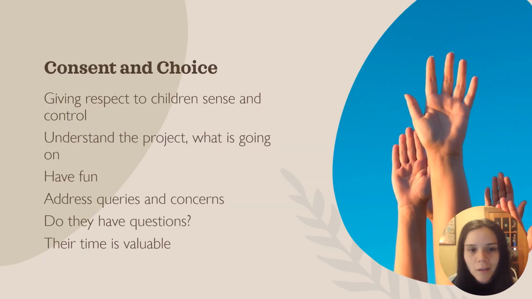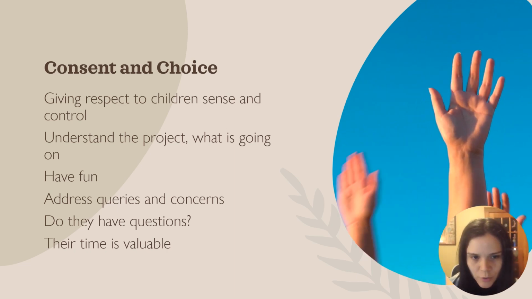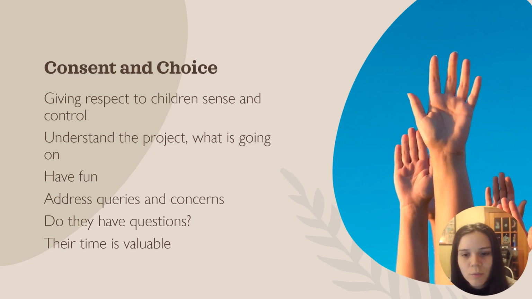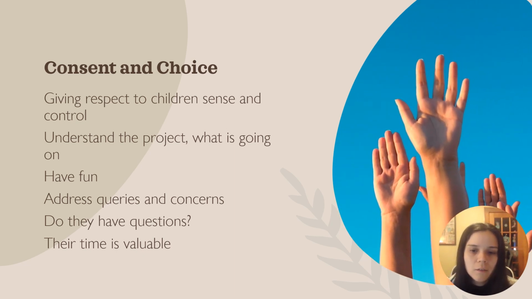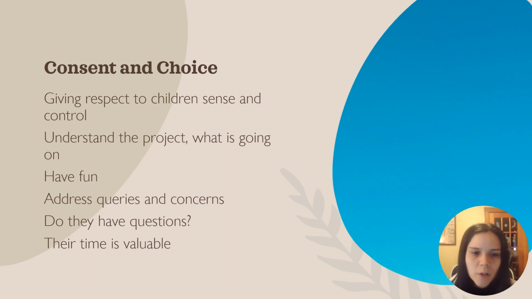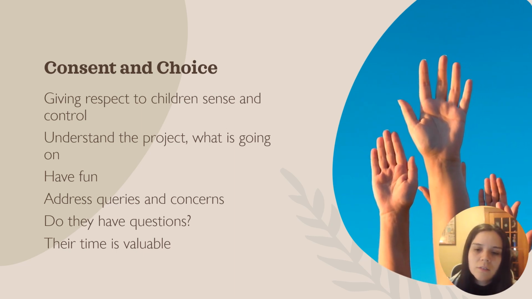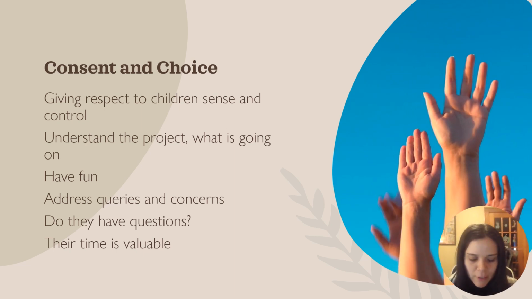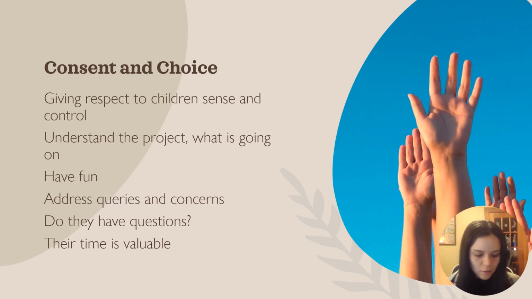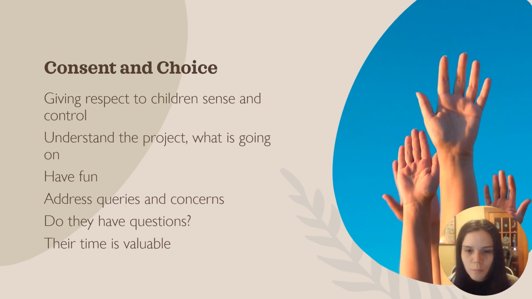And moving on with consent and choice, the book talks about giving respect to children's sense of control, because they have this right and we should respect their control as human beings. Understand the project, what is going on, just like the child assent is trying to do. Let's not forget, and I keep adding this in the back of my head, don't forget to ask for questions, because they might have questions and they might not yet dare to ask, or they have comments or suggestions.